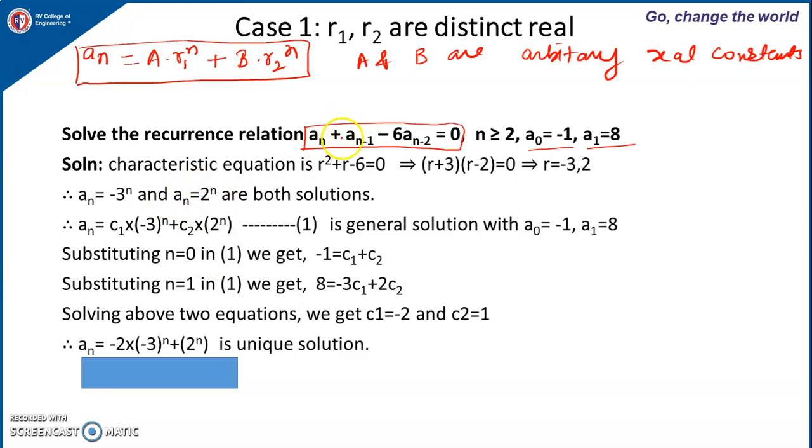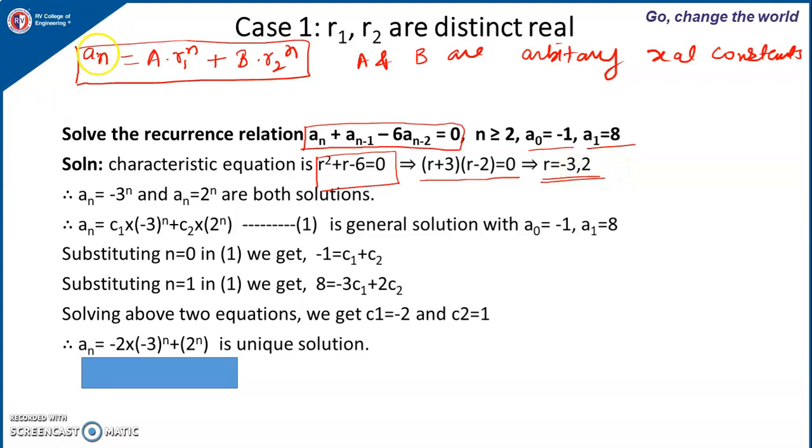Okay, so now let us take this example. From this, we will write the characteristic equation. Previously I have told how to write the characteristic equation from the recurrence relation. Using that, we write the quadratic equation: r square plus r minus 6 is equal to 0, which we can write as r plus 3 into r minus 2 is equal to 0. So the roots will be minus 3 and 2. You can see here the roots are real and distinct.